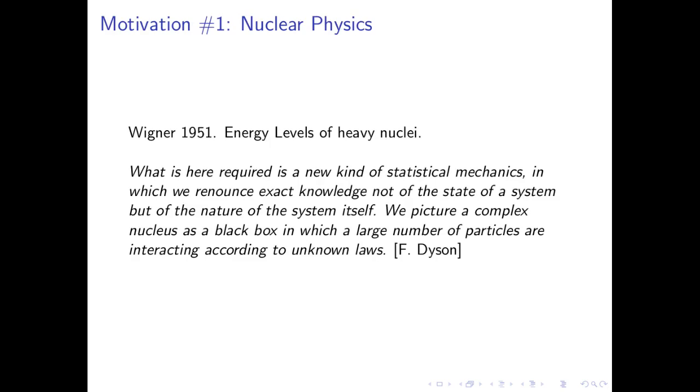The first, besides mathematicians, the first physicist who was interested in random matrices was Eugene Wigner, who in 1951 was interested in studying the energy levels of heavy nuclei. And heavy nuclei are composed of more than 100 protons and neutrons, and so it's very hard to solve this problem exactly. And he was trying to find alternative ways.